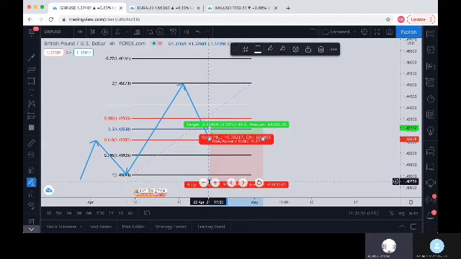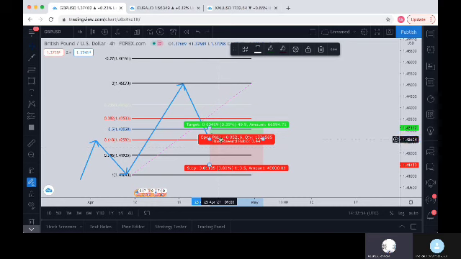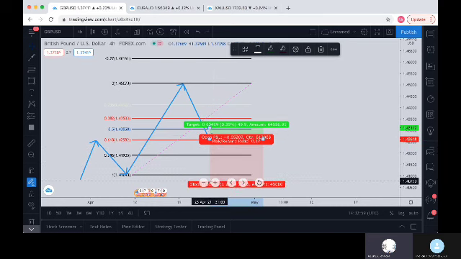Not in here, because the only way this is a false buy is if the market structure is broken and we become bearish. So your stop loss is down here.